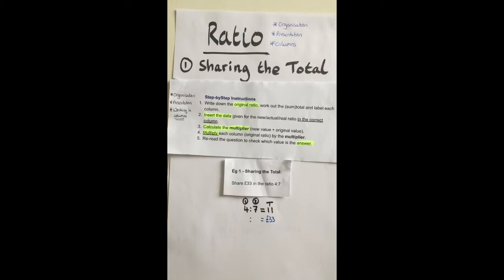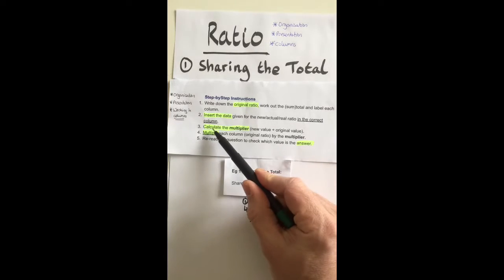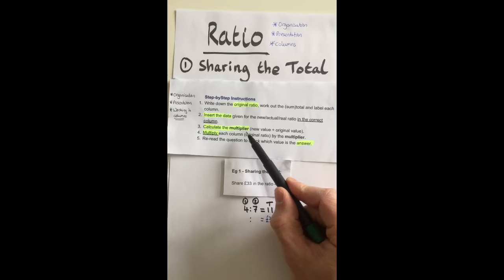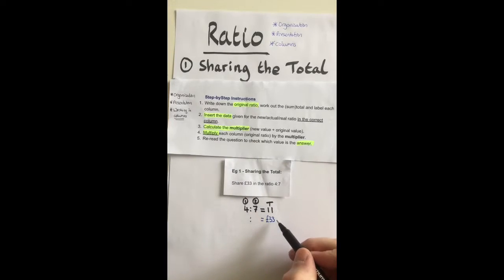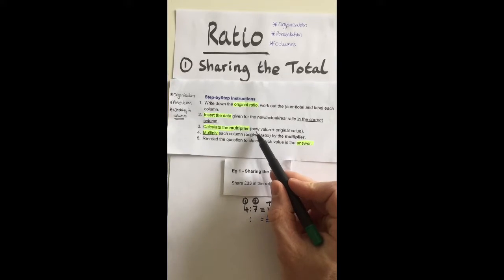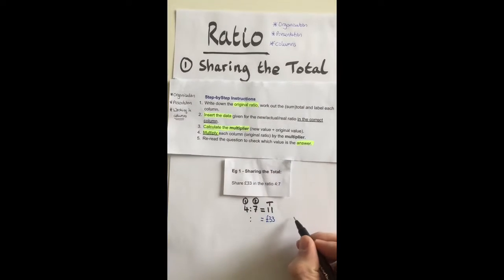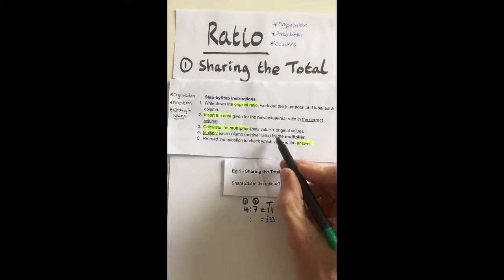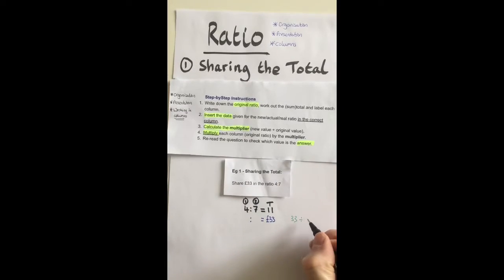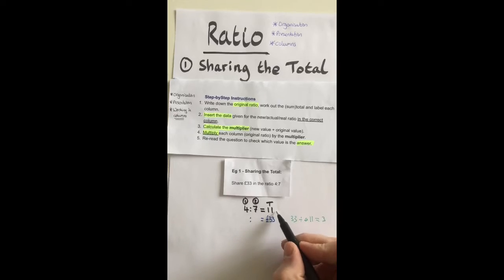To do that, we need to calculate the multiplier. So how many 11s go into 33? And if you can't do that, you type into your calculator the new value, which is 33, divided by the original value, which is 11. 33 divided by 11 is 3. There are 3 11s in 33, so our multiplier is times 3.